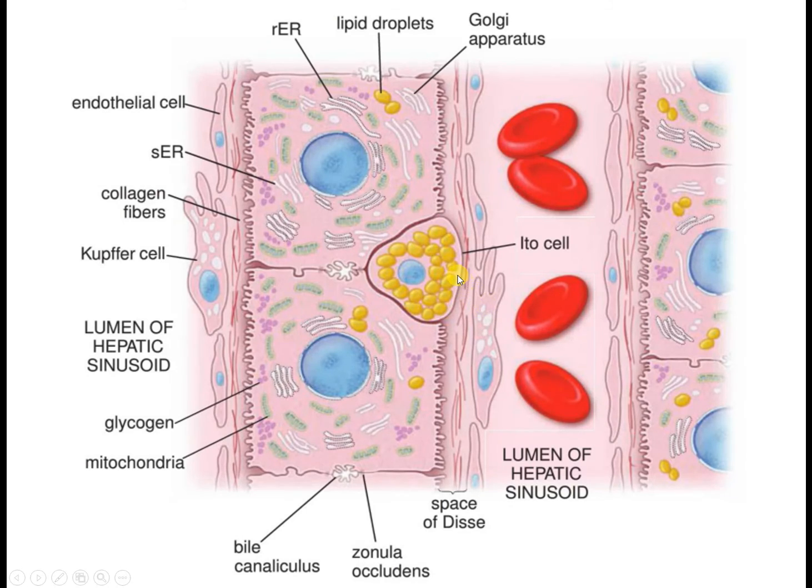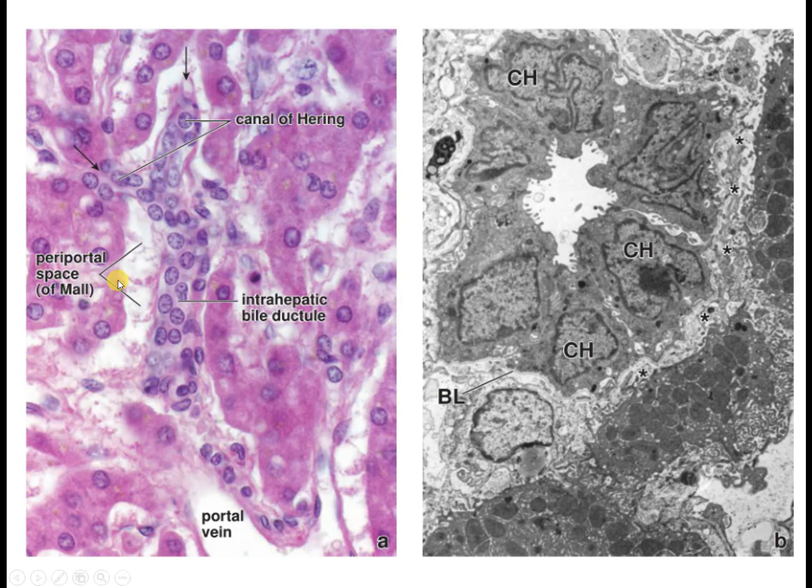fibroblast growth factors, platelet-derived growth factors, and also transforming growth factors. And it leads to reorganization of the Ito cell into a fibroblast. So genetic changes, of course, are happening here. They have triggers to change into fibroblasts, and it leads, very commonly, to cirrhosis, a very common disease. So this is a real picture. This canal of Hering, it's a bile duct.